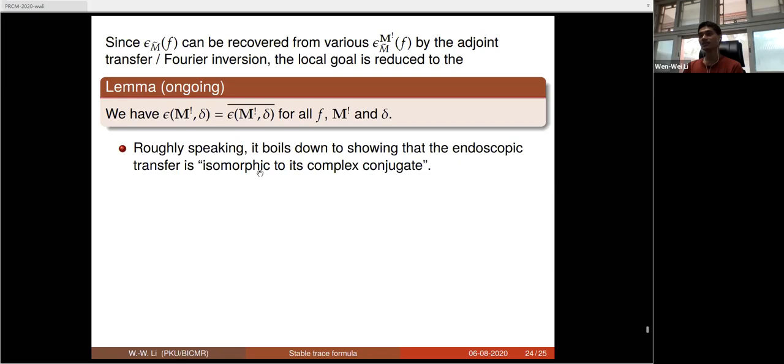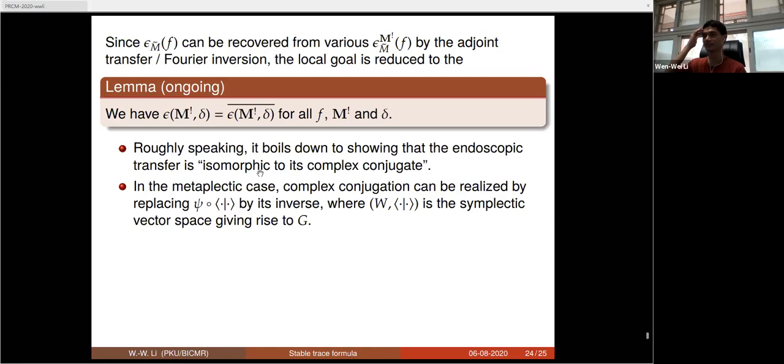So in our metaplectic case, if you take a complex conjugate of everything in the endoscopic transfer, this trick can be realized by replacing your additive character by its inverse or replacing the symplectic form by its negative. The metaplectic cover is sensitive to the choice of all these data. So the problem becomes: once you replace psi and the symplectic form by its inverse, can you show the resulting cover to be isomorphic to the original one in some way?